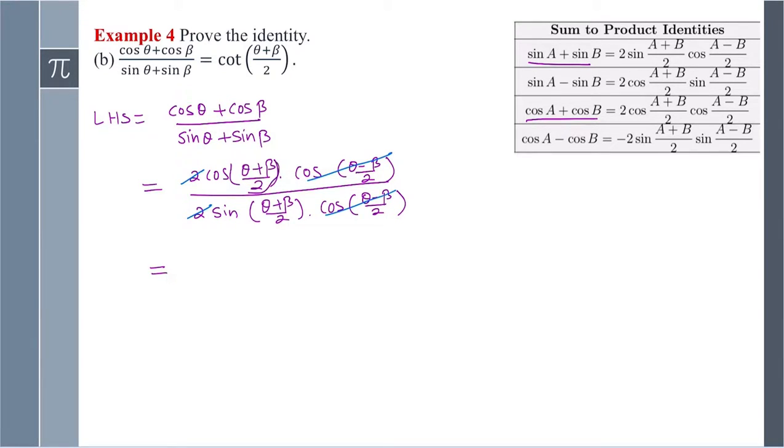So this angle here is same. So that means we can write cosine over sine is cotangent theta plus beta over 2. And that's what we want on the right hand side. So we basically proved this identity.